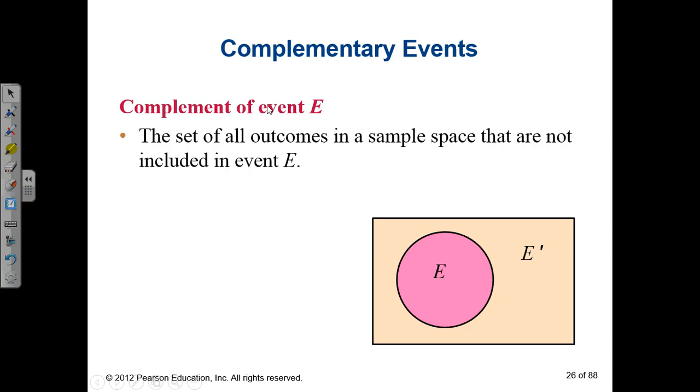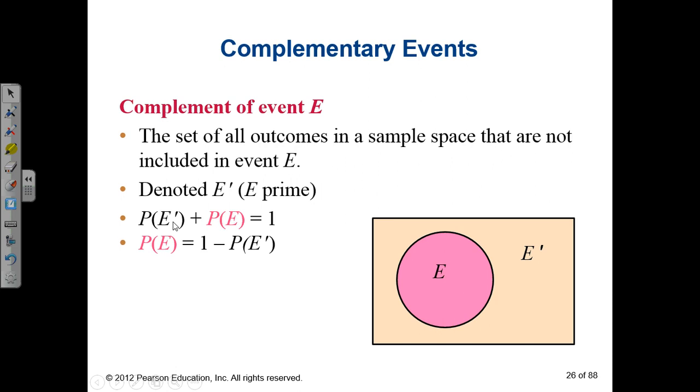The complement of an event E is all of the outcomes in the sample space that are not E. So suppose our experiment is rolling a 6-sided die, and the event E is rolling an even number. So the 2, the 4, and the 6 are in the event E. Then what's left out? The 1, the 3, and the 5. So E complement consists of the outcomes 1, 3, 5. It's usually denoted with an E prime.